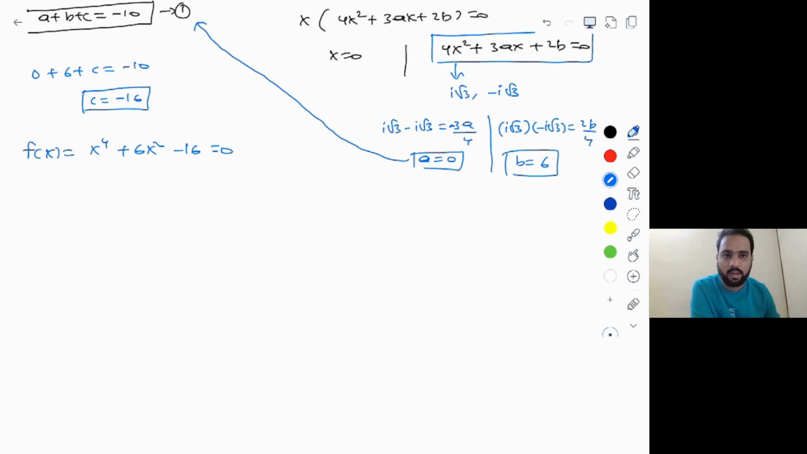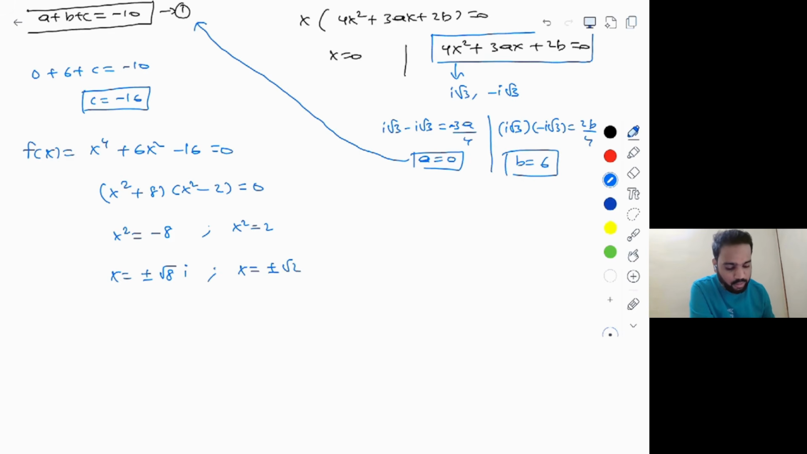And it's clearly factorizable if you take x square equal to t here. So I can write this directly as x square plus 8 multiplied by x square minus 2 equals 0. Okay. So you get x square equals minus 8 as one root, and x square equals 2 as the other solution, right? So from here, we can say that x will be plus or minus square root of 8 i, because you have a negative number, so you have to include i there. And if x square equals 2, we know that x is plus or minus root 2.